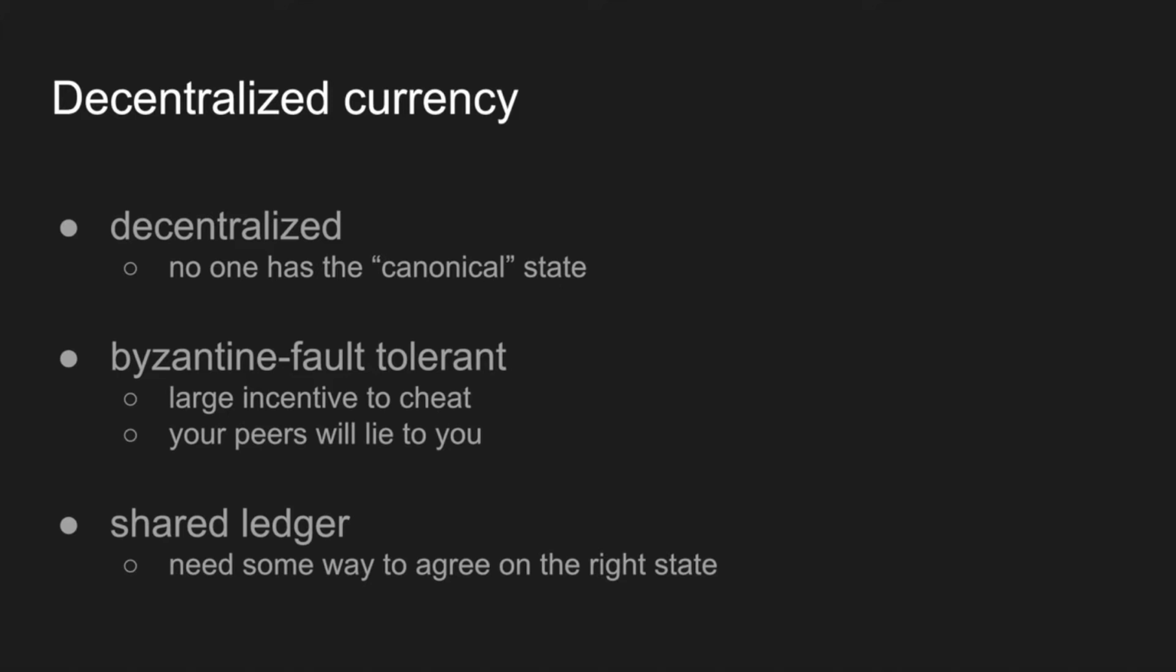And then finally, in this setting, we want to come together and have this shared ledger. So we have this abstraction of who owns what, for some abstract sense of who and what. And the game here is to agree on the state that we can all come to, and how do we do that when again there's no central person we can go and check about the state of things.